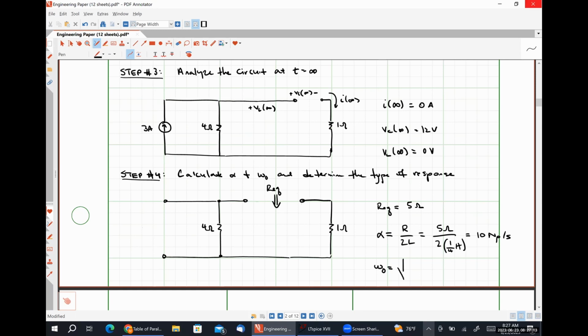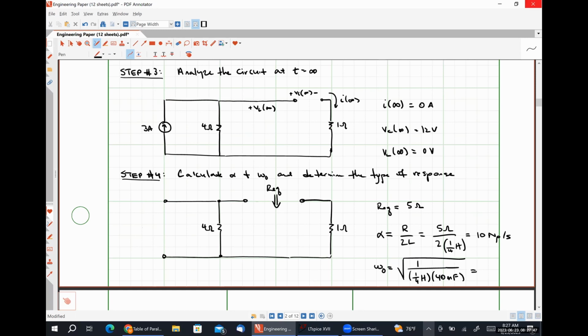Omega naught is going to be the square root of 1 over 1/4 of a Henry times 40 millifarads. I'm worried this is also going to be 10. If it is, we'll just change one of our values here. Let's see. Square root of 1 over 1/4 times 0.04. Yep, that is also 10.